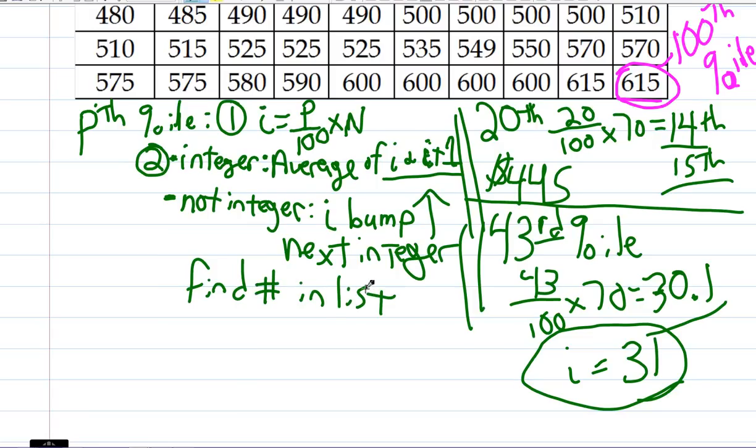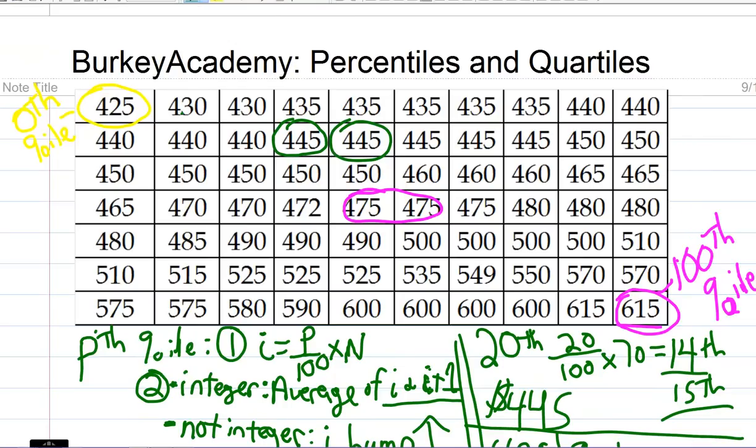So when it is an integer, you're going to be averaging two numbers. When it's not, you bump it to the next integer and find that one in the list. So i equals 31, the 43rd percentile. See, this is 1 to 10. This next row is 11 to 20. You have to put them in order first. That's also key. And this is 21 to 30, 31, right there. That is going to be the 43rd percentile.